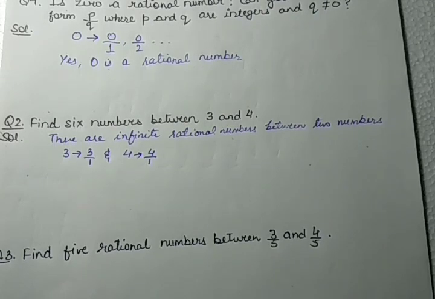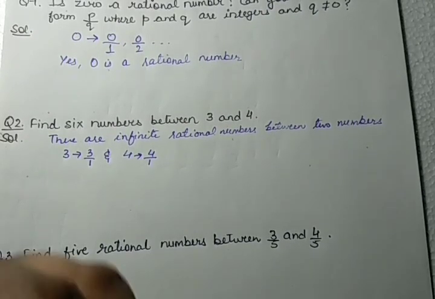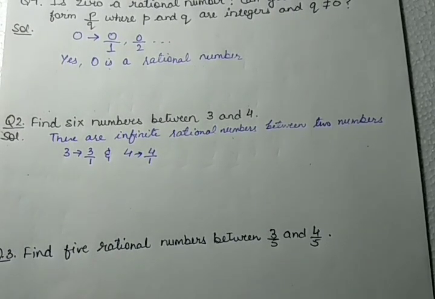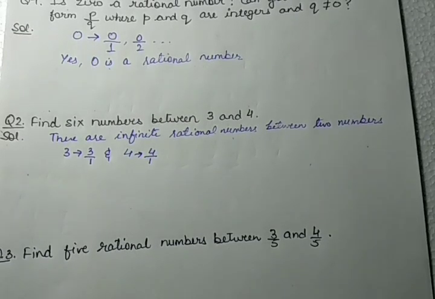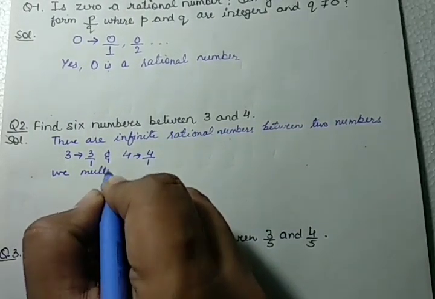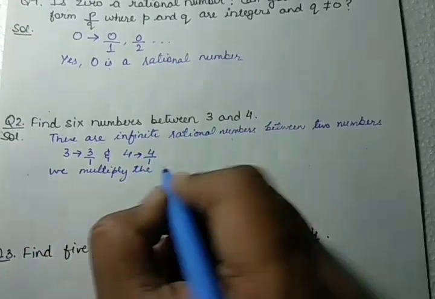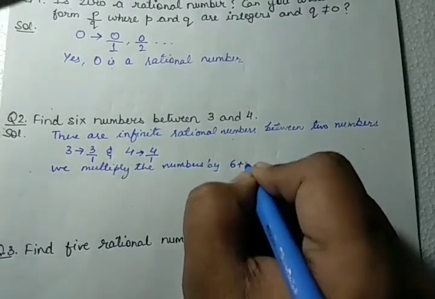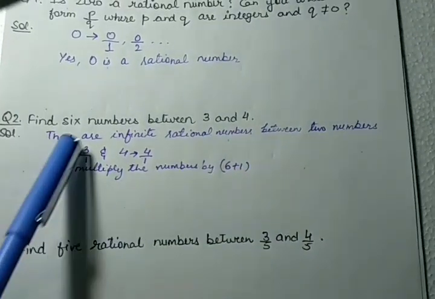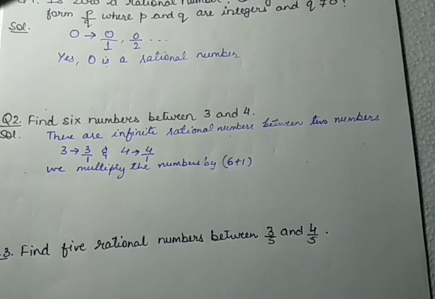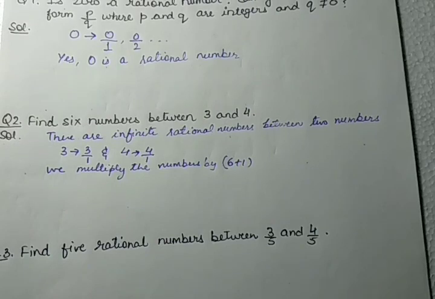Now the second step is, here we need to find 6 numbers. So whatever number of numbers we need to find, we multiply the given numbers by the successive number. So we multiply the numbers by 6 plus 1, because here we need to find 6 numbers. If we need to find 10 numbers, we should multiply by 11. If n numbers are to be found, then we will multiply by n plus 1.